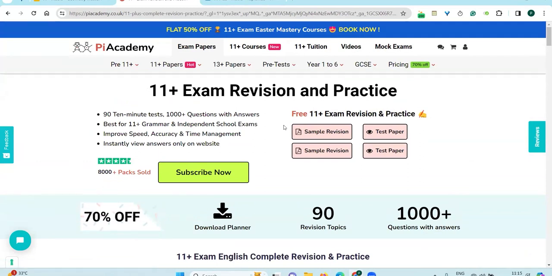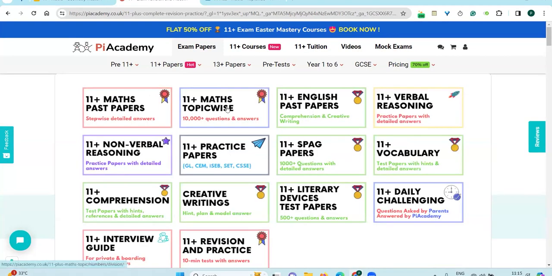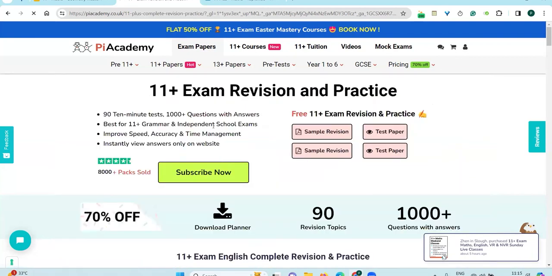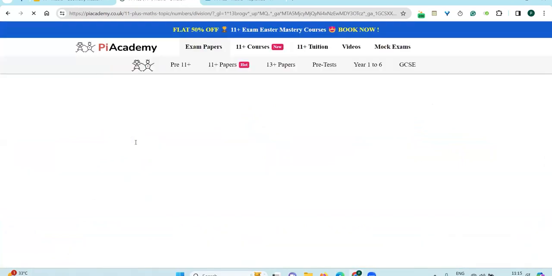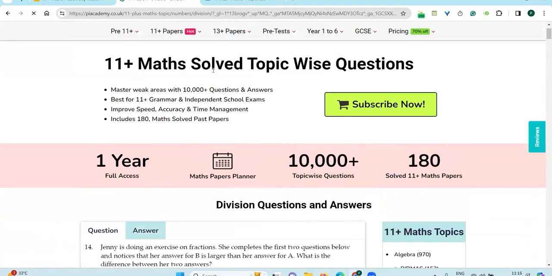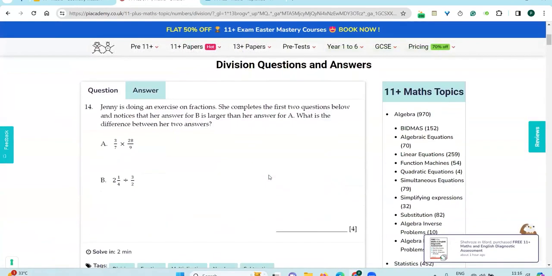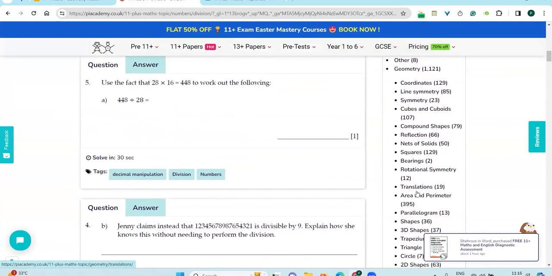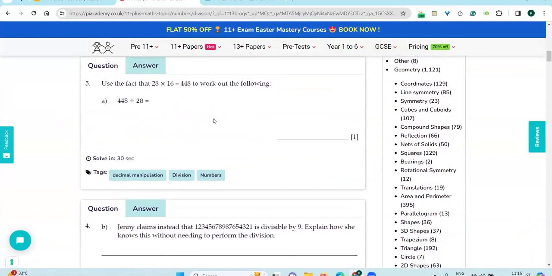So Faz has a question. Is this the geometry test? So if you are looking for a subject specific practice, you can go to the 11 plus maths topic wise past papers. And over here, you can have a short practice session on geometry. So here, 11 plus maths topic wise questions. If you're looking for a very detailed and thorough practice in geometry across all the various subtopics which are there, you can head over to the topic wise paper.